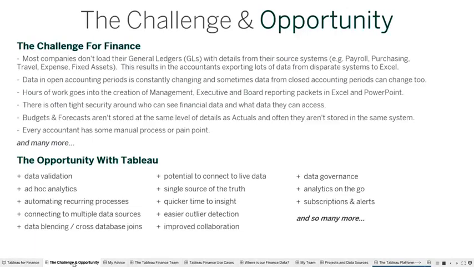Before we start showing you some of the different examples that we have, I want to talk a little bit about the challenge and the opportunity that we face inside of finance. For most companies, we're loading our general ledger details from some source system, whether it's a payroll system, fixed assets, etc. The result is that the information is being aggregated as it's loaded into the general ledger, which then forces our accountants and analysts to go to those source systems and export some of that data. And typically, they're exporting it into Excel.